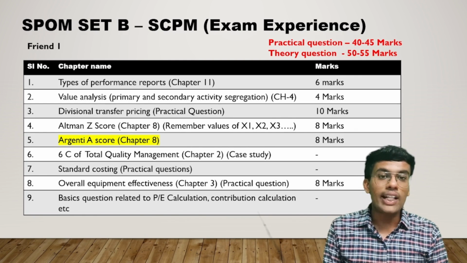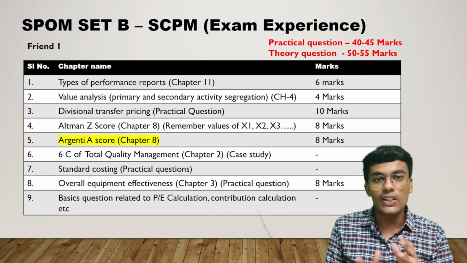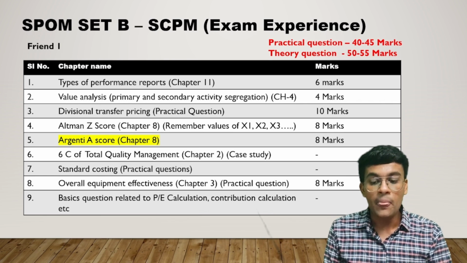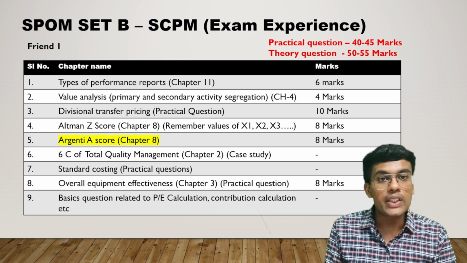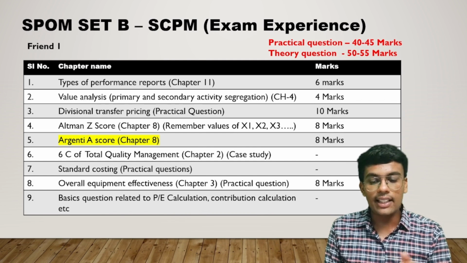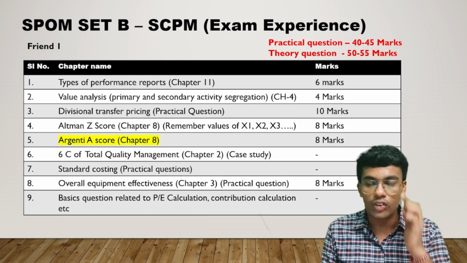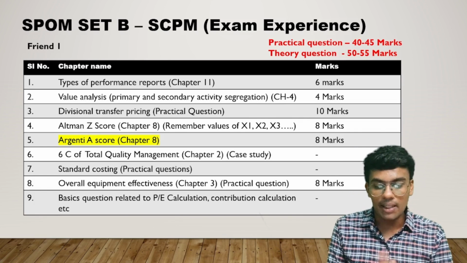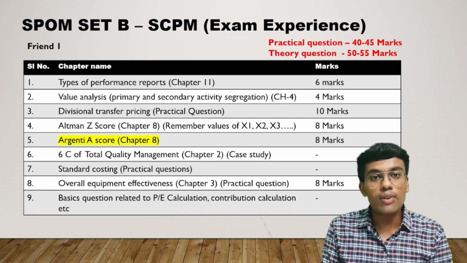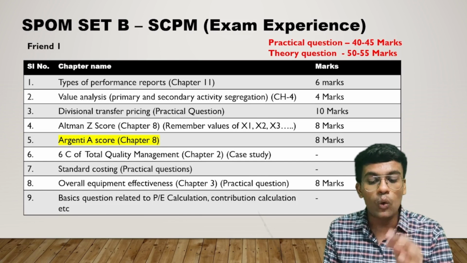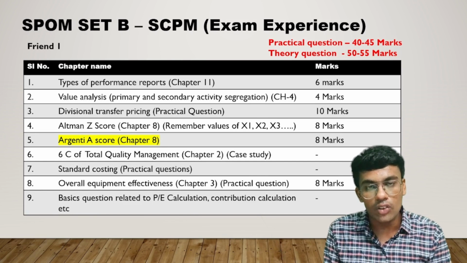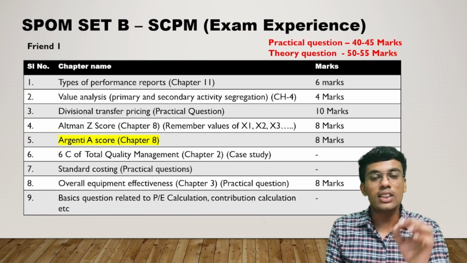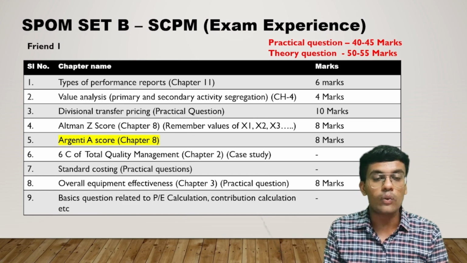6 C's of total quality management, chapter number 2, a case study question was framed from this chapter. The next question was again a practical question, from standard costing. He doesn't remember what the actual question was, but there was a practical question asked from this chapter also. Then the next question was from overall equipment efficiency, that is OEE, chapter number 3. A practical question was asked in which you had to identify the overall equipment efficiency, OEE.